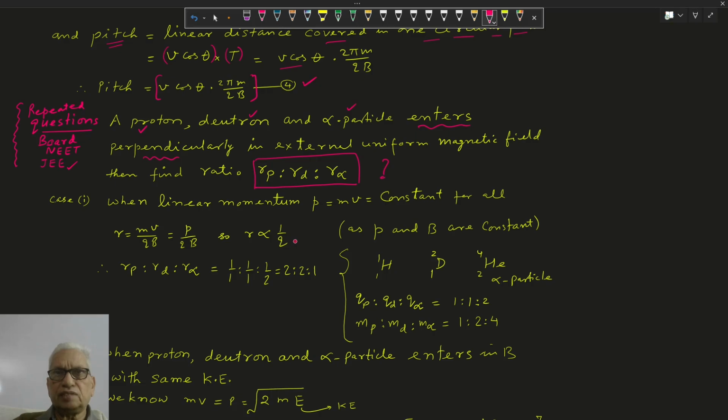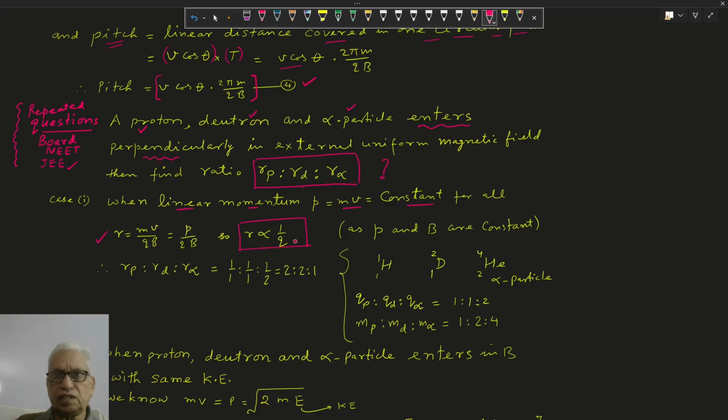Now case 1, when the linear momentum p = mv is constant, and all the three particles, proton, neutron, alpha particle, enter perpendicularly in the uniform magnetic field, then we have to find the ratio of the radius. The formula of radius here is r = mv/qB. mv is nothing but p, linear momentum, and if linear momentum p is constant, then radius is directly proportional to 1/q, or inversely proportional to q. Then the radius of proton, neutron and alpha particle is 1/q, means 1 for proton, and this is also 1 for neutron, and 2 for alpha particle.